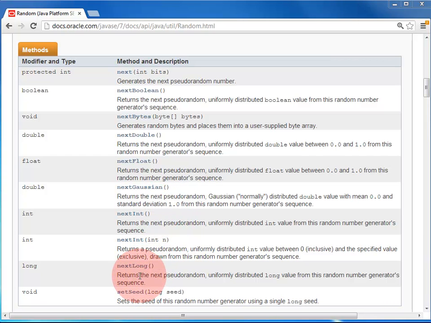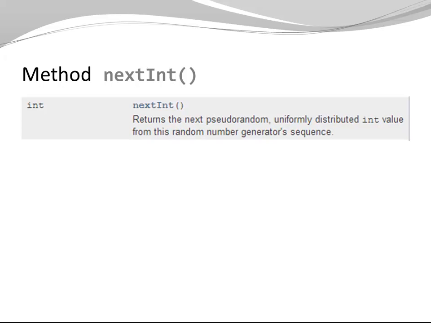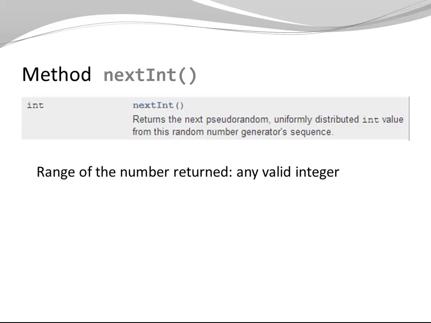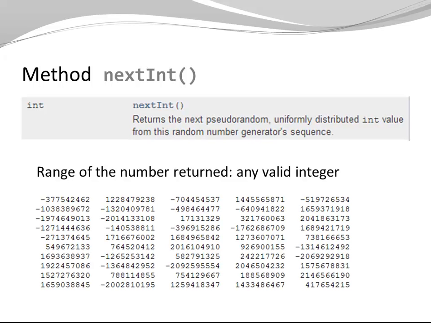There is also something called nextLong that gives you a random long value, and nextInt. We're going to have a closer look at the overloaded method nextInt. nextInt comes in two versions, either without parameter or with an integer parameter. The first version, without a parameter, provides you with a random number, and it could be any number from the whole integer range.